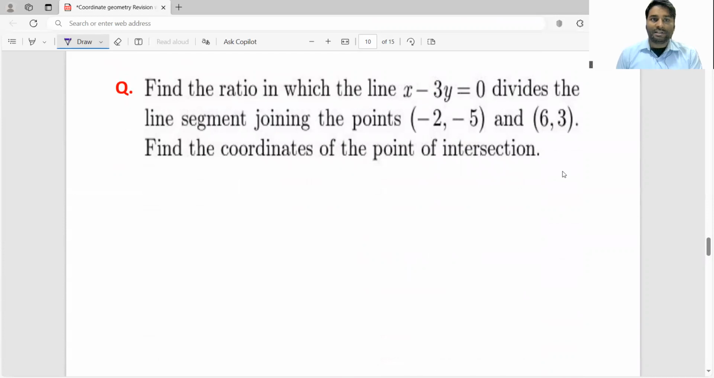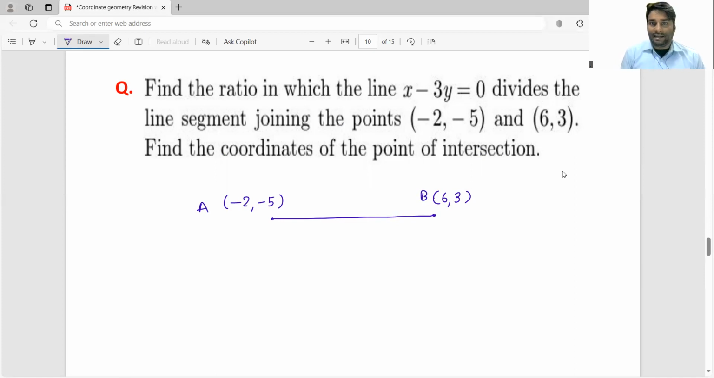So the very first question: find the ratio in which the line x minus 3y is equal to 0 divides the line segment joining the points (-2, -5) and (6, 3). Find the coordinate of the point of intersection. So we have the points (-2, -5) and (6, 3). The line joining them will be this one. Suppose this is A and this is B.